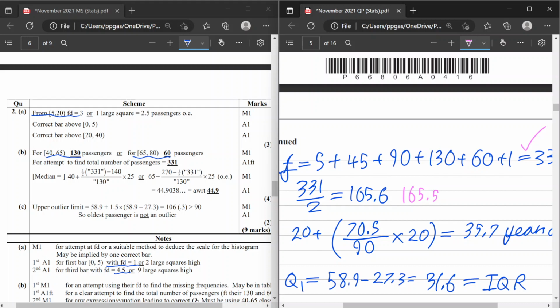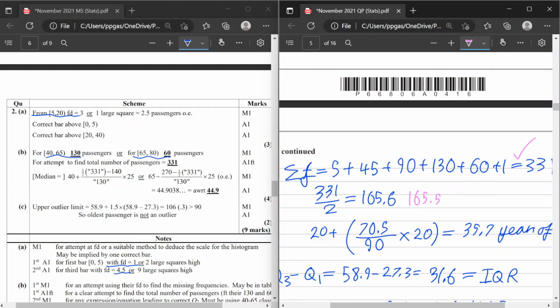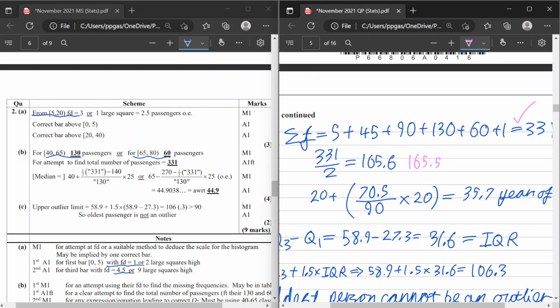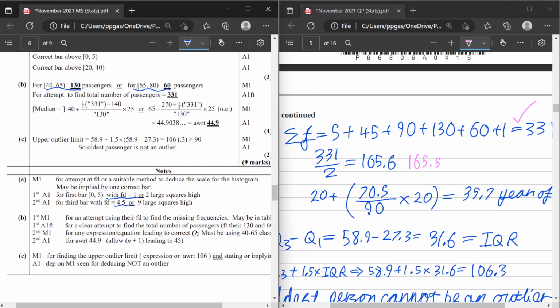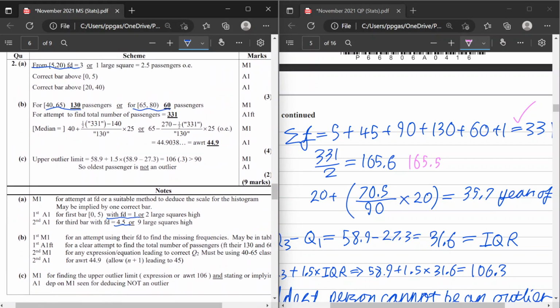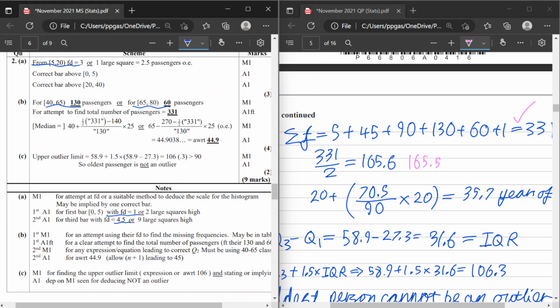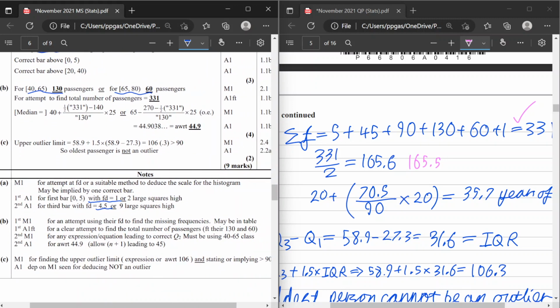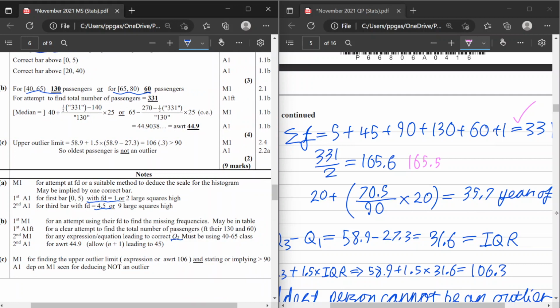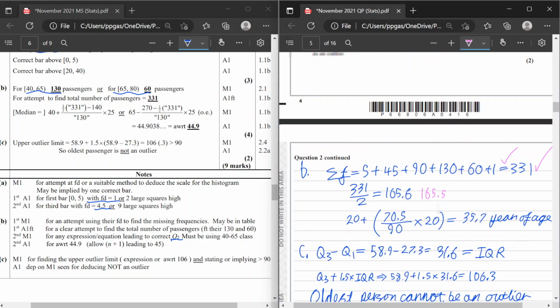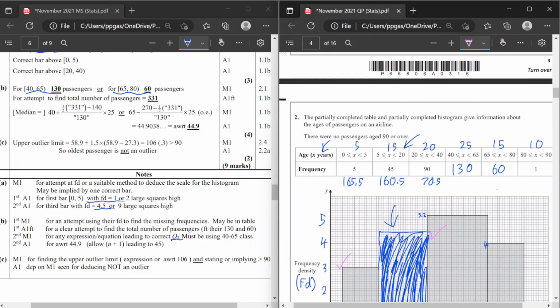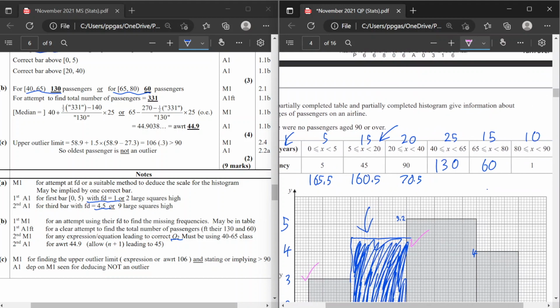What else have we got? What was I talking about? Yeah, so it appears that I've just used the formula wrong. It's quite embarrassing, really. I'm not quite sure what they've done. Maybe the notes would help us. So what method mark are we looking for? Yeah, for the second method mark, any expression leading to the correct Q2, which is the median, must be using the 40 to 65 class. And I did not do that. I used the 20 class, which I shouldn't have done.